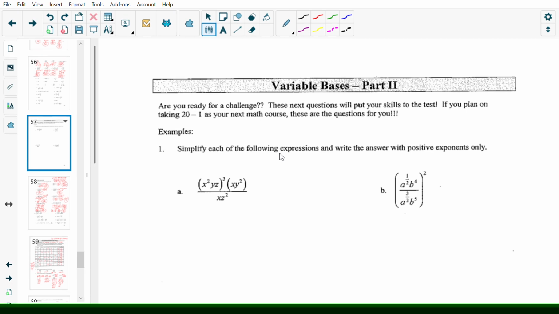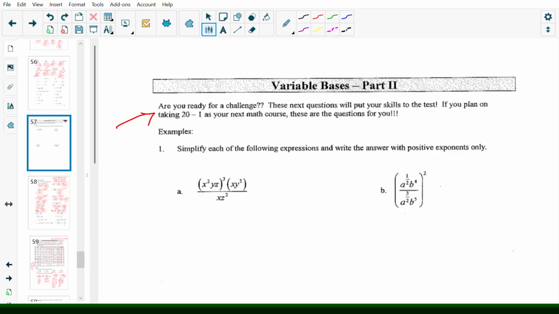Okay, folks, we are at the very last lesson of this very long unit. Numbers, radicals, and finally exponents. This is the highest level stuff, part 2 of variable bases. Are you ready for a challenge? I know I am. These next questions will put your skills to the test. If you plan on taking 20-1, if you want to be challenged in mathematics, these are the questions for you.